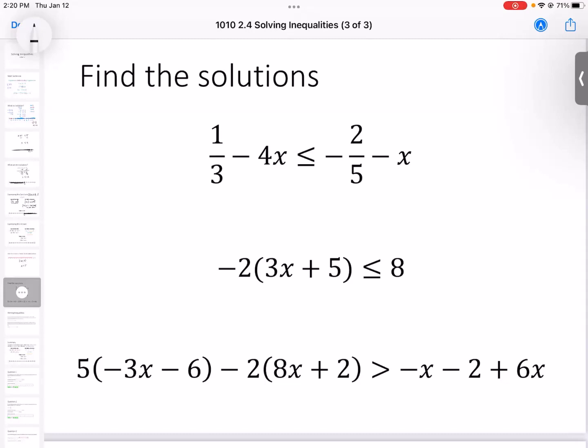And so it wouldn't flip it. On this one, I would start off by getting rid of my parentheses and I'd say like negative 2 times 3x is negative 6x, negative 2 times 5 is negative 10. But that is just simplifying one side of the inequality. It's not doing it to both sides. So I wouldn't flip it at that step. But eventually I would need to get rid of the negative 6x to get x by itself. And so when I divided it by negative 6, then I would flip it at that point.